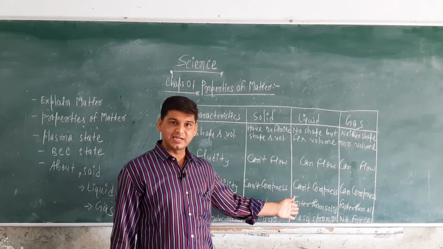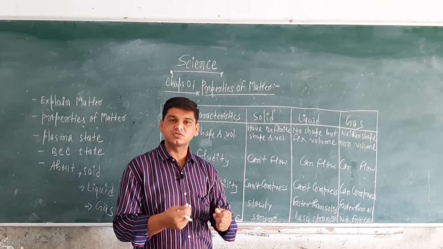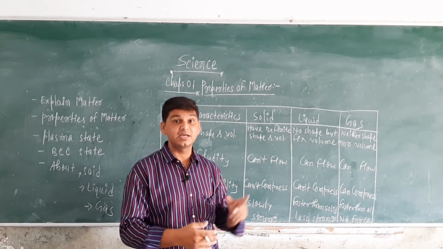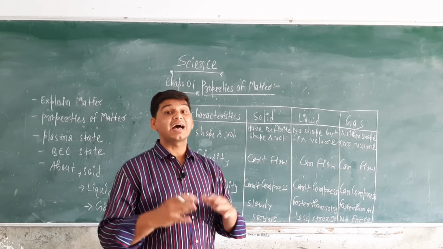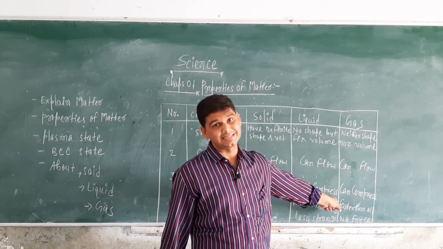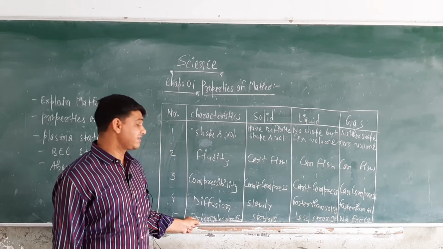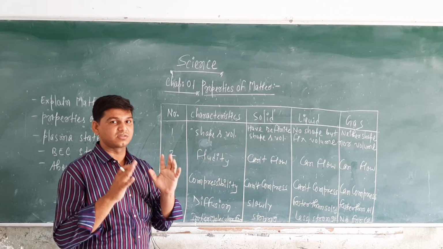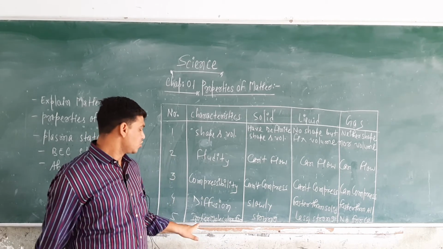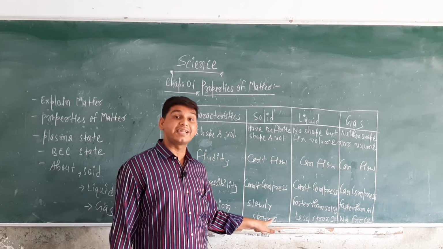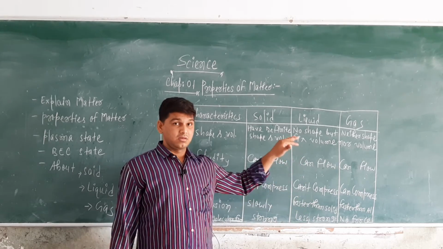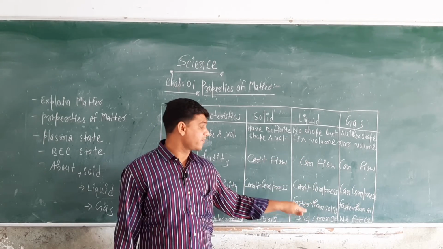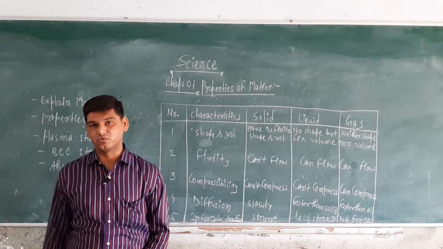The diffusion rate in a liquid is faster than in a solid, and the highest diffusion rate is seen in the gaseous state. The intermolecular force in a solid is very strong, so it is very rigid. The intermolecular force in a solid is very high, in a liquid it is weaker, and in a gas there is almost no force.